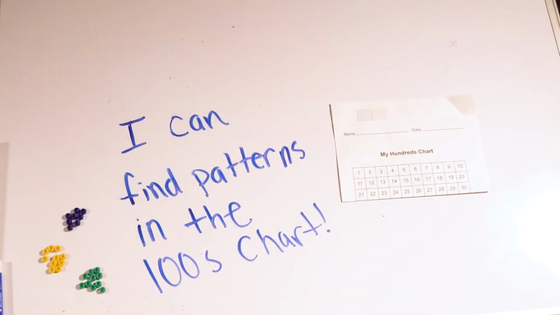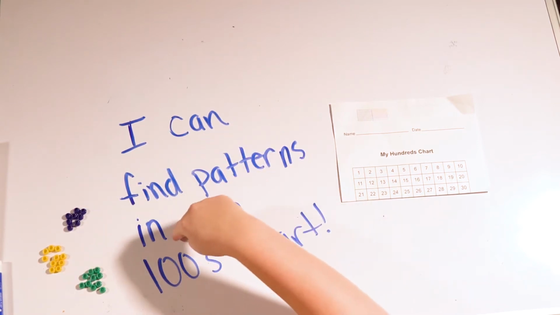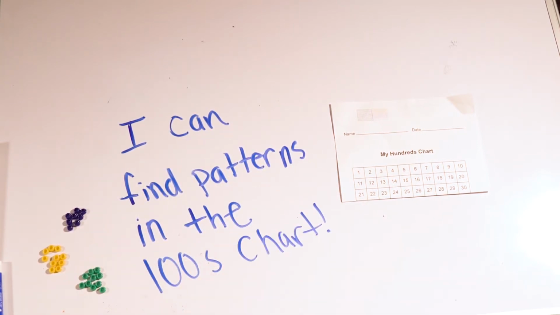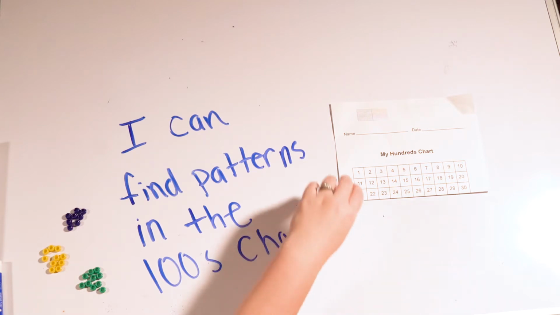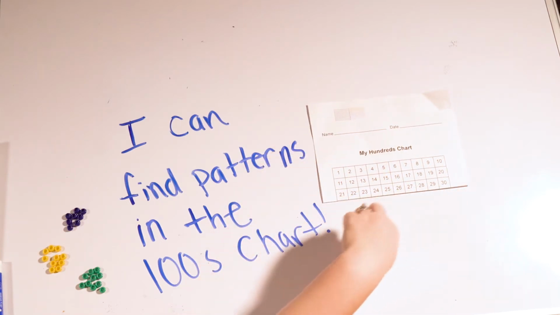All right, our I can statement for today is I can find patterns in the hundreds chart. Now we're only working with the numbers 1 through 30. What I did was I just took my hundreds chart and folded it right across the line right after 30. Maybe you can have an adult help you fold it right there so that you're not confused or trying to look ahead to some of the other numbers that might be a little bit too big for us to work on. So let's take a look at this hundreds chart.